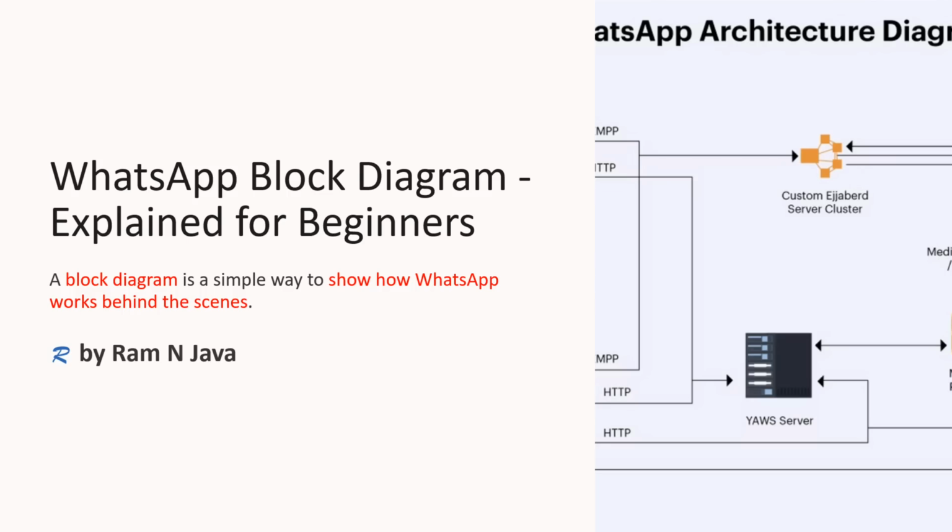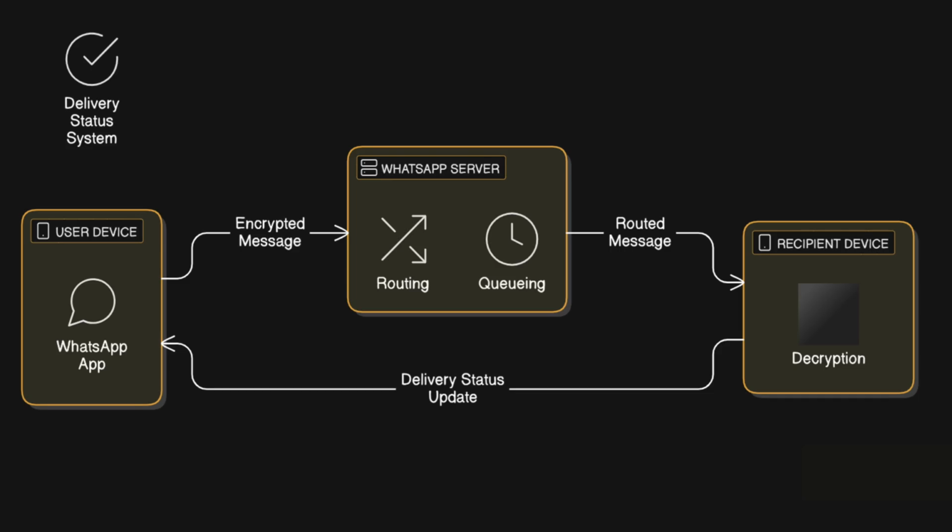In this video tutorial, I will explain using a block diagram how WhatsApp works behind the scenes. Here you can see the key components of the WhatsApp block diagram. First one is user device, second one is WhatsApp app, third one is WhatsApp server, fourth one is recipient device, fifth one is delivery status system.